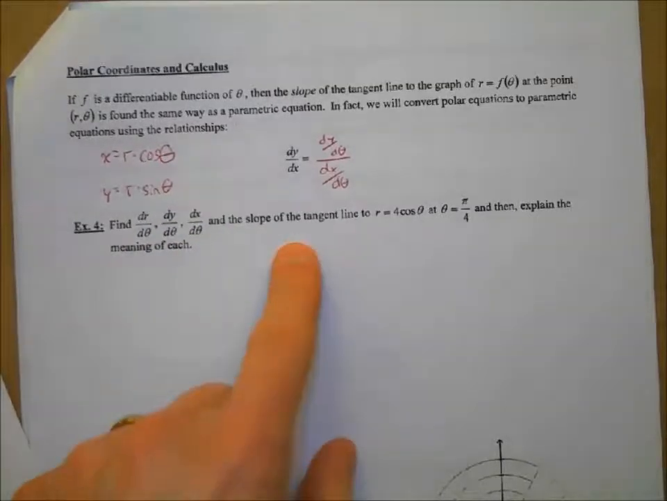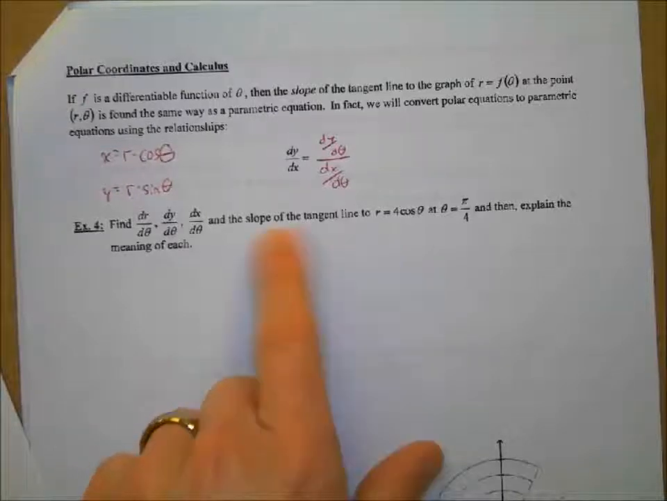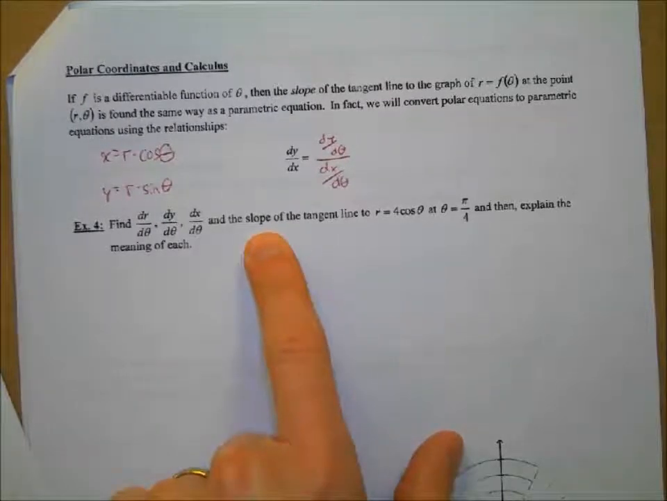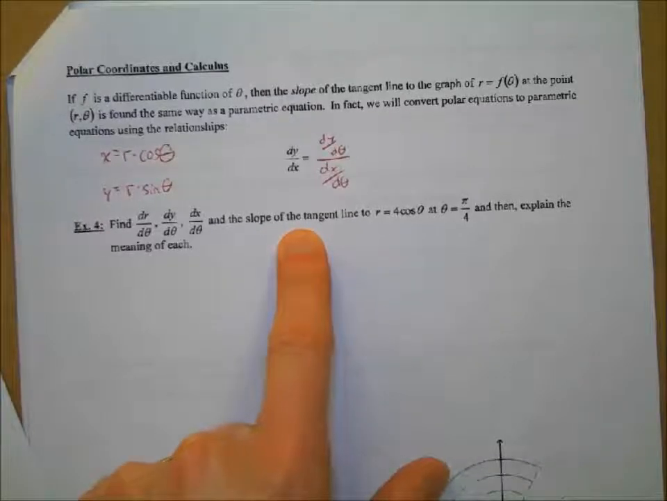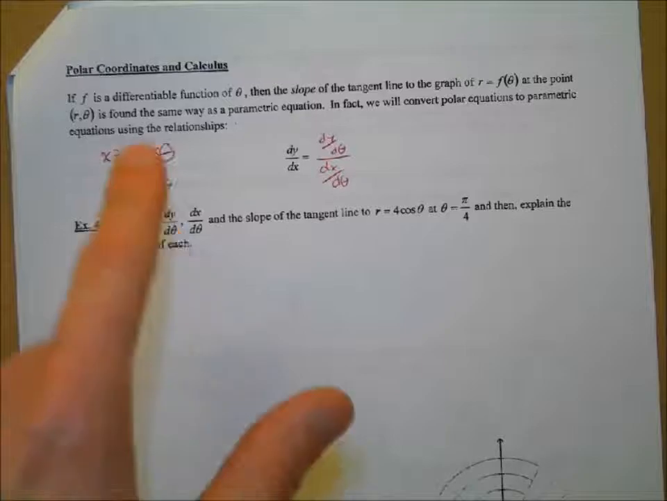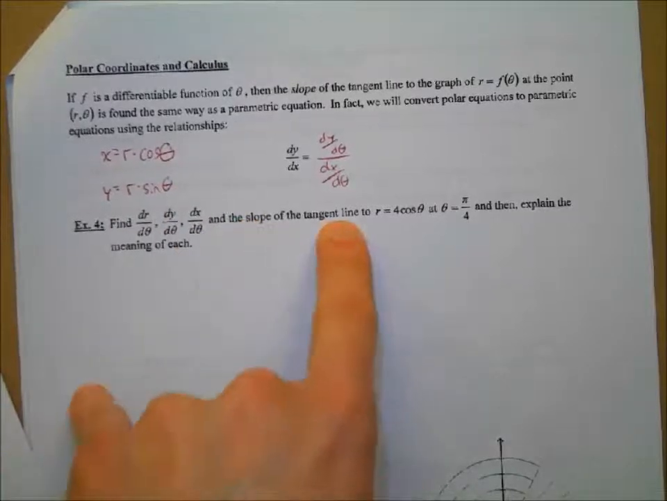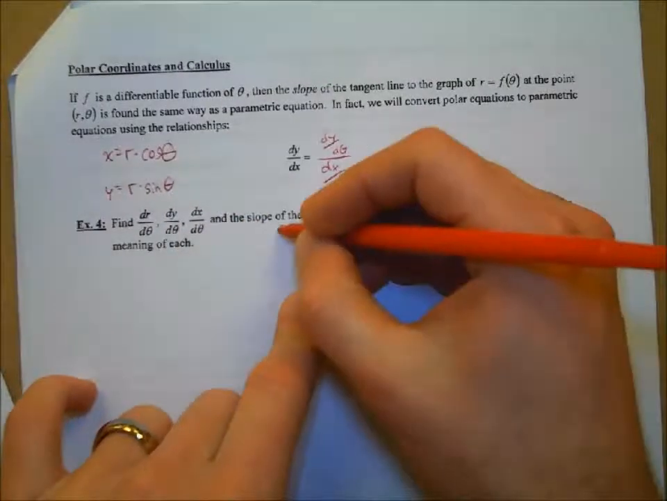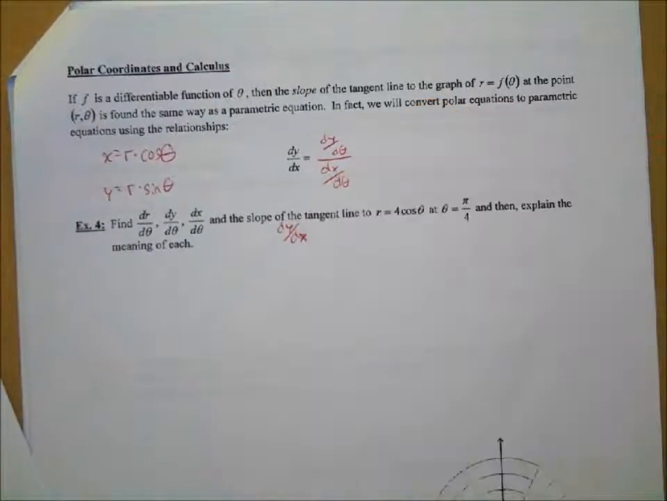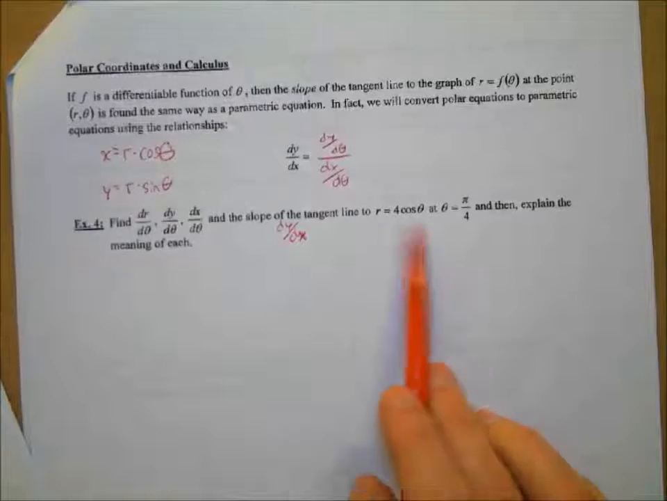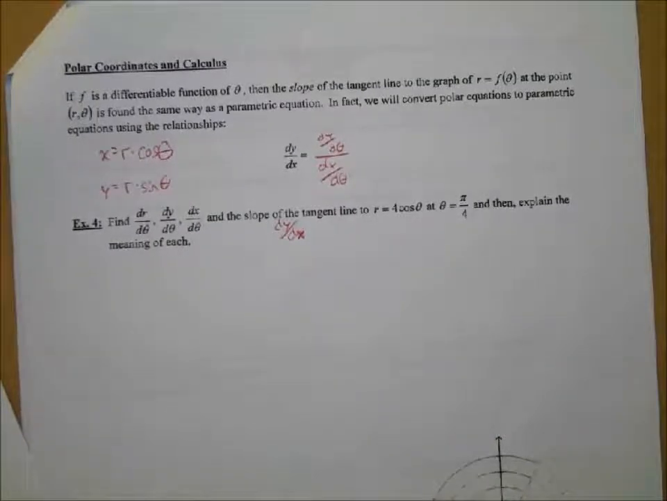We're also going to find the slope of the tangent line, which means, what will that be? So the tangent line, what represents that? We already talked about dr d theta, dy d theta, dx d theta. The slope of the tangent line will be described as dy dx. Okay, the slope of the tangent line is the derivative of y with respect to x. And then to this curve right here, r equals 4 cosine theta at theta equals pi over 4. And we're going to explain the meaning of each in the context here.